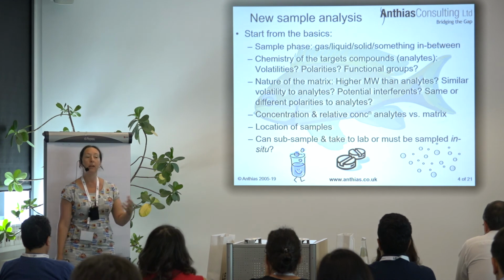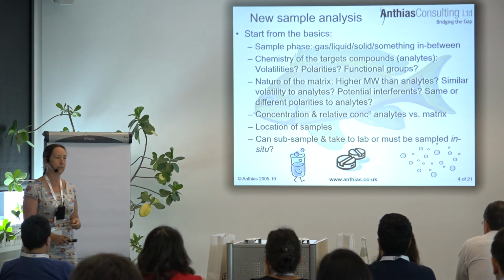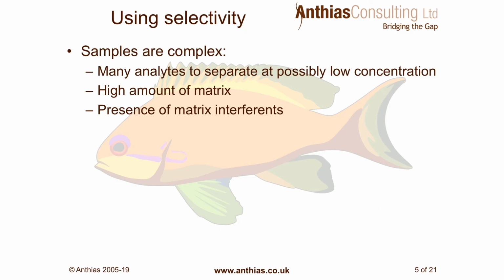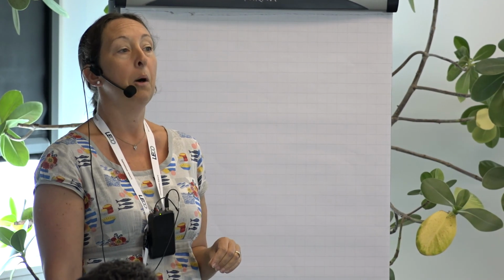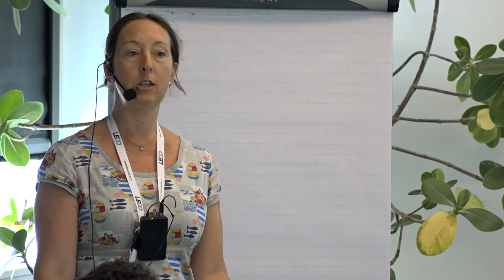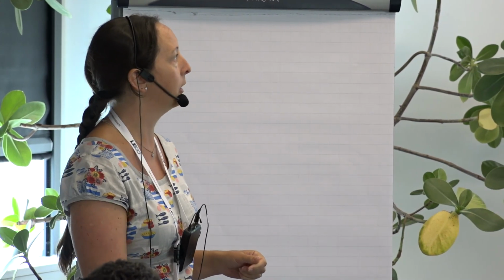And then we can think about these things in terms of selectivity. So how do we use selectivity? More and more, we're being asked to analyze more complex samples. More and more, we're being asked to look at target compounds which are at very, very low concentration levels. So more and more, we're having to come up with more elaborate methods, better methods to actually analyze those samples. And again, we've got to think about using selectivity through every single step in the process.